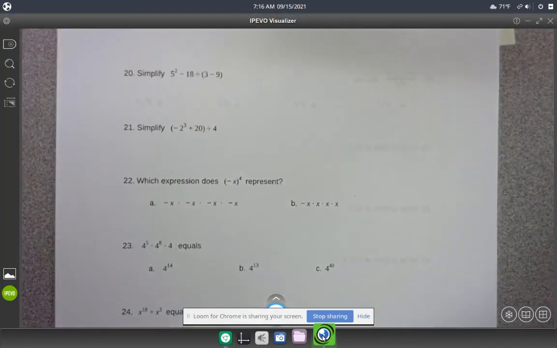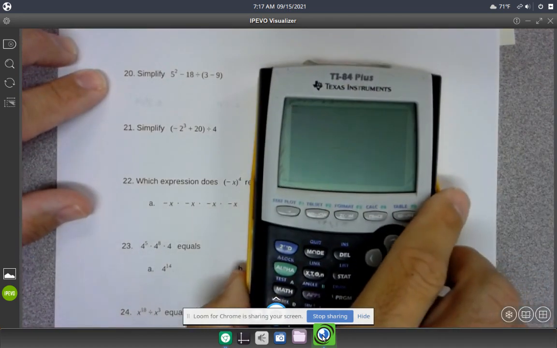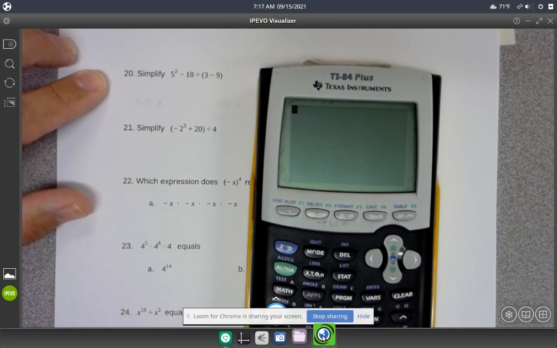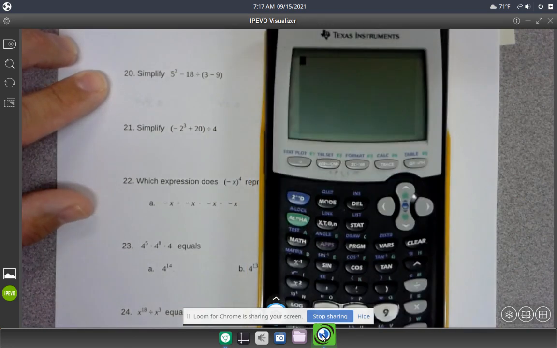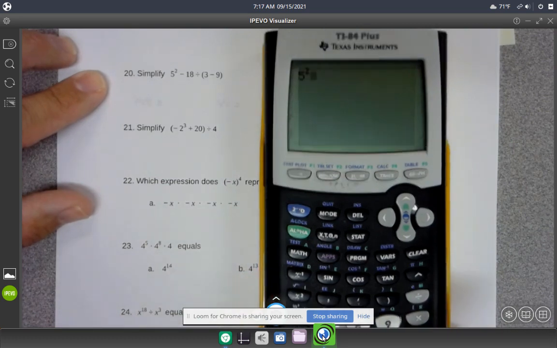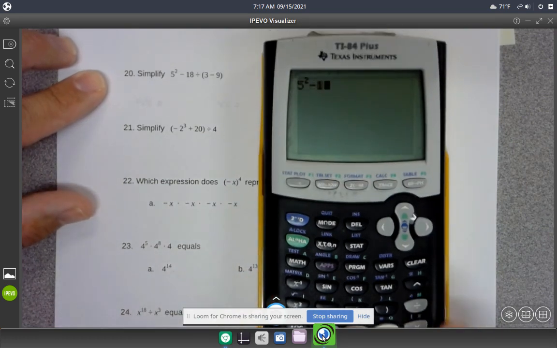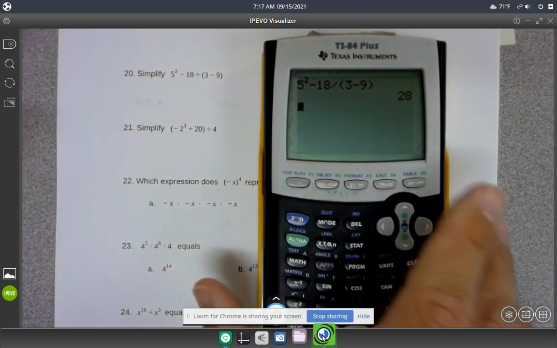All right, so the second part of the quiz, this one was calculator allowed. So on number 20 here, if you wanted to, we could just throw this whole thing into the calculator. All right, 5 to the second power, and then minus 18 divided by parentheses 3 minus 9. Okay, so 28.